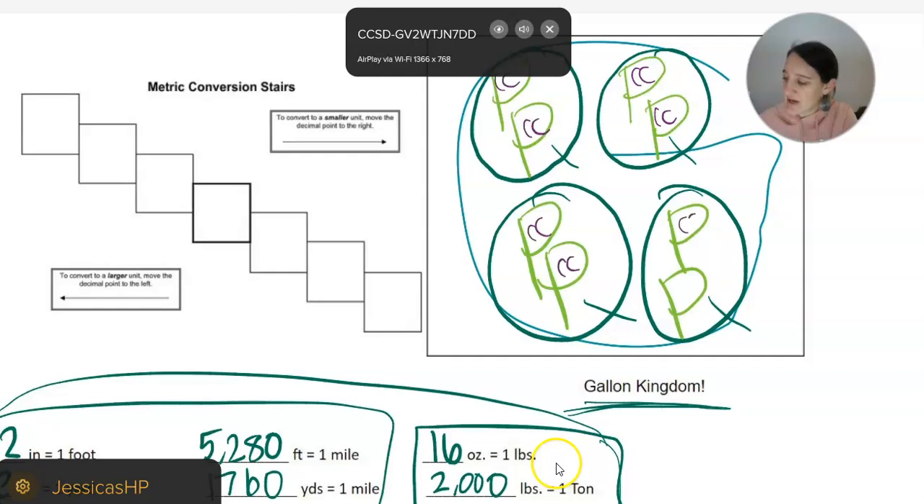The reason why I like to do this story is because it tells you all the units, all the conversions. 1 gallon is 4 quarts. 1 quart is 2 pints. 1 pint is 2 cups. And then if you want to get even deeper in the story, you can say that every child has a very unique pet.